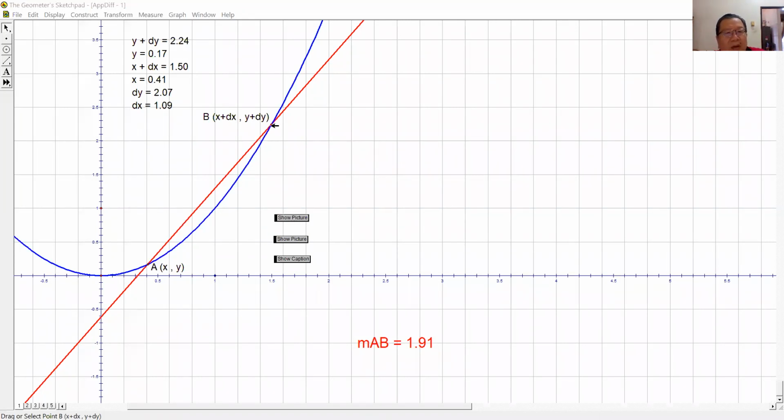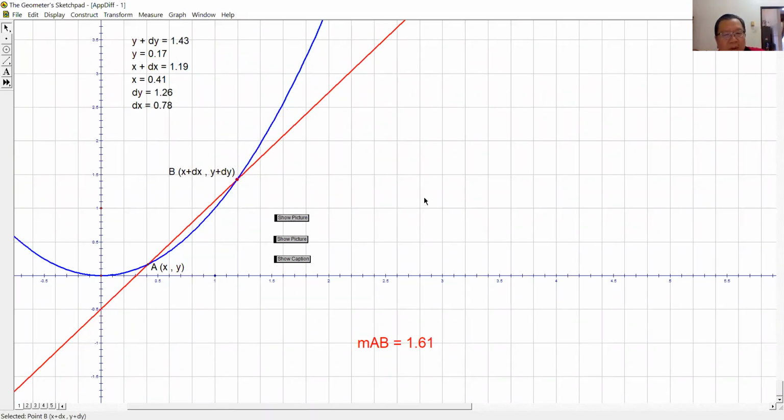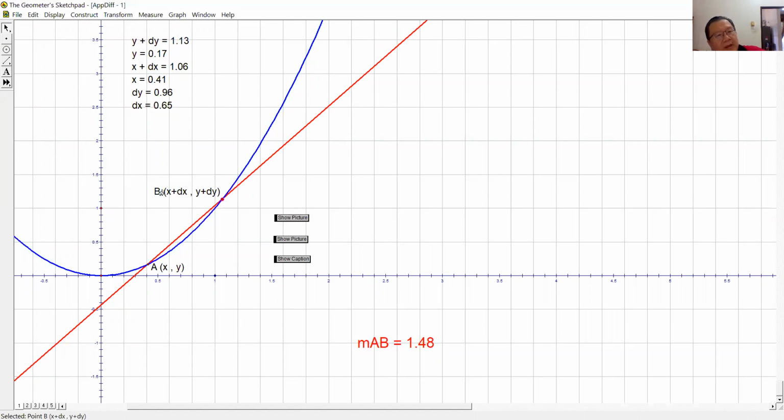Okay, right. Now I'm going to drag this point B and make it approach the point A. Can you see what I'm doing or not? Yes, sir. As I move the point B nearer and nearer to A, the value of delta x and delta y will decrease. Can you see on the screen here, this part? The delta y and delta x are decreasing. Delta y is 0.96, delta x is 0.65.